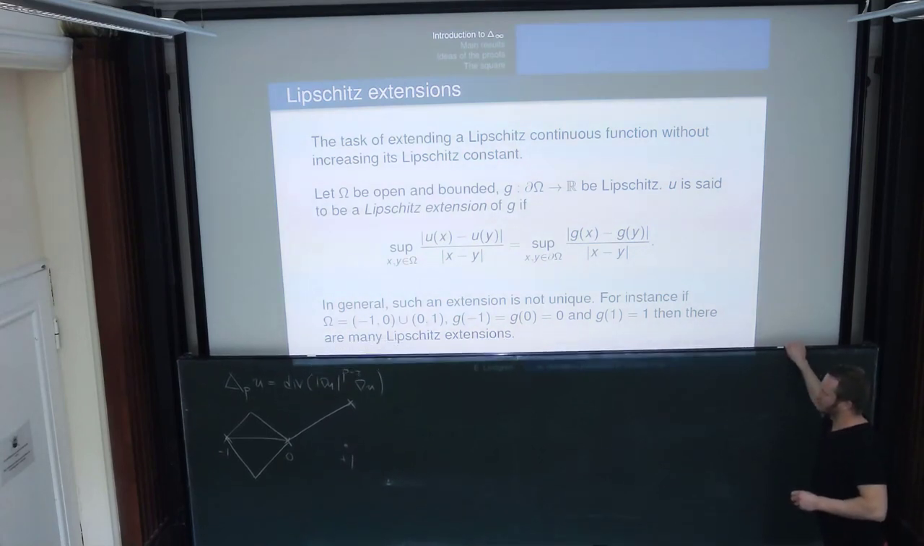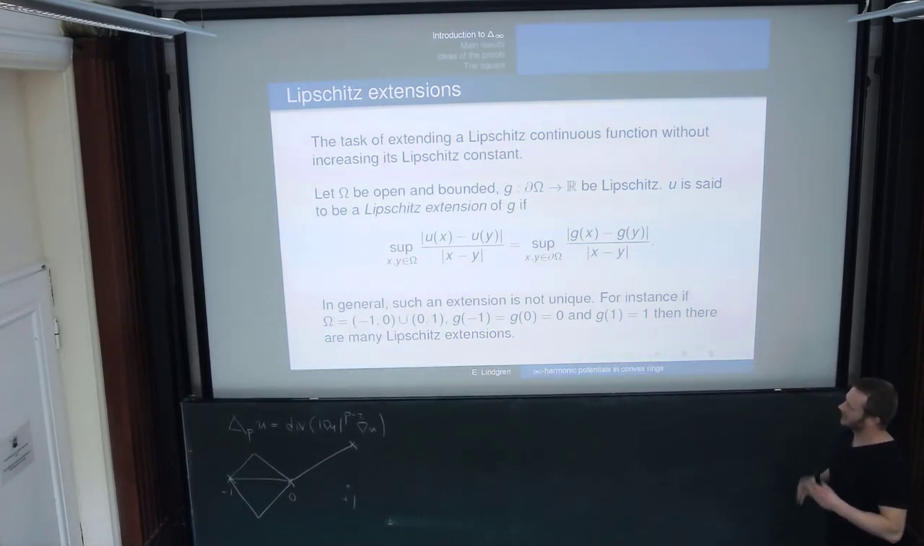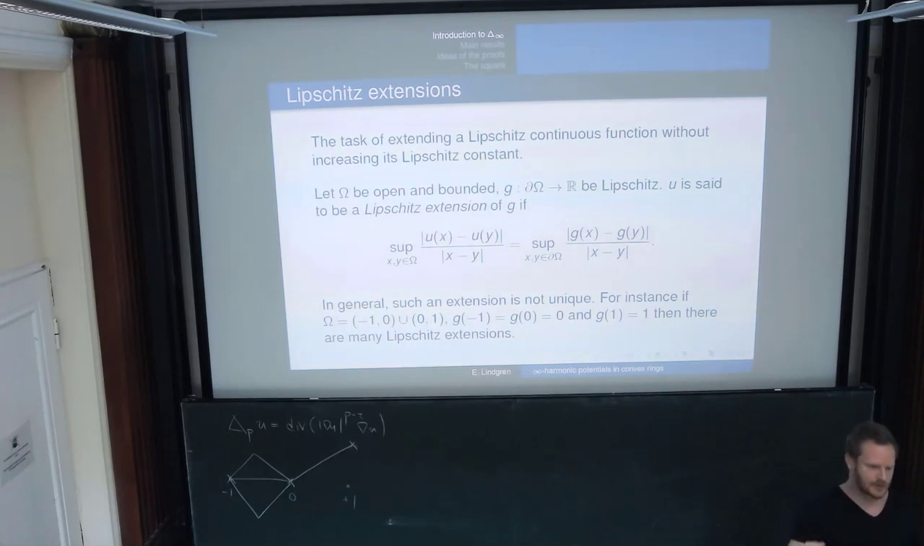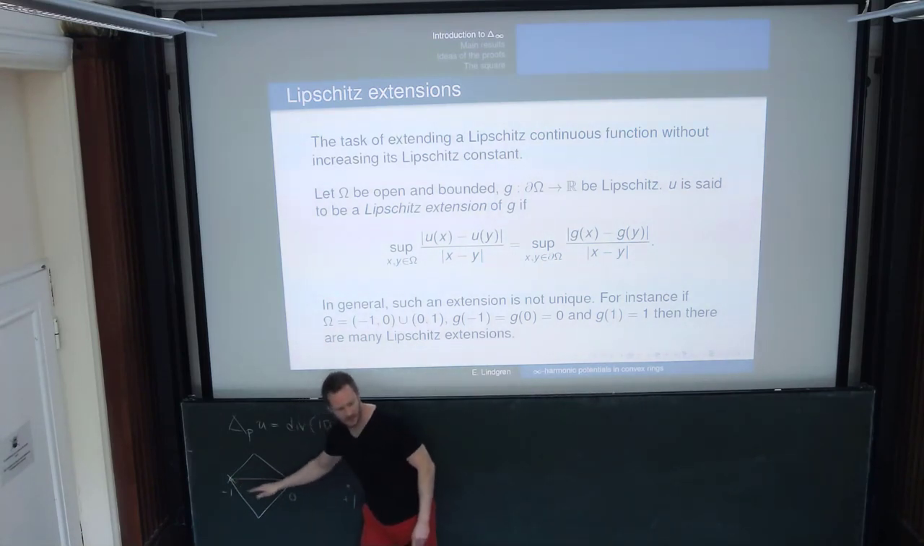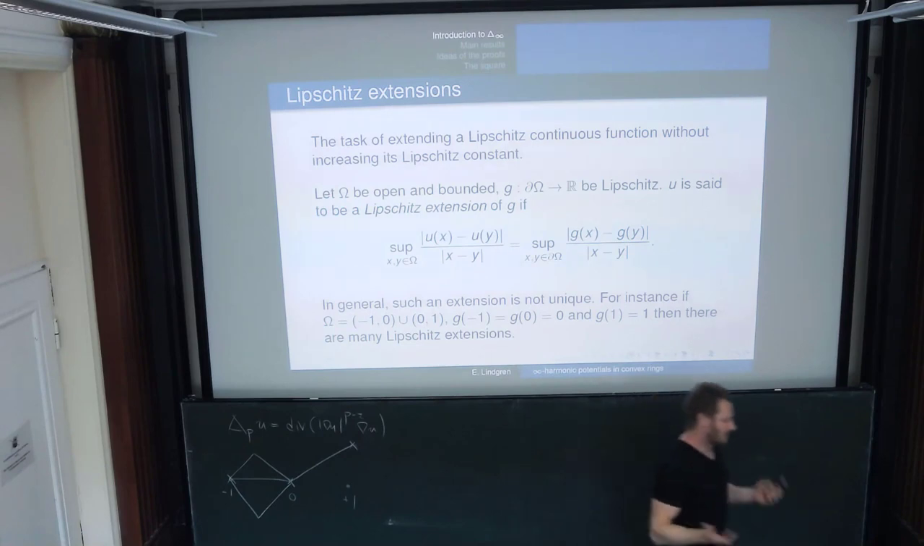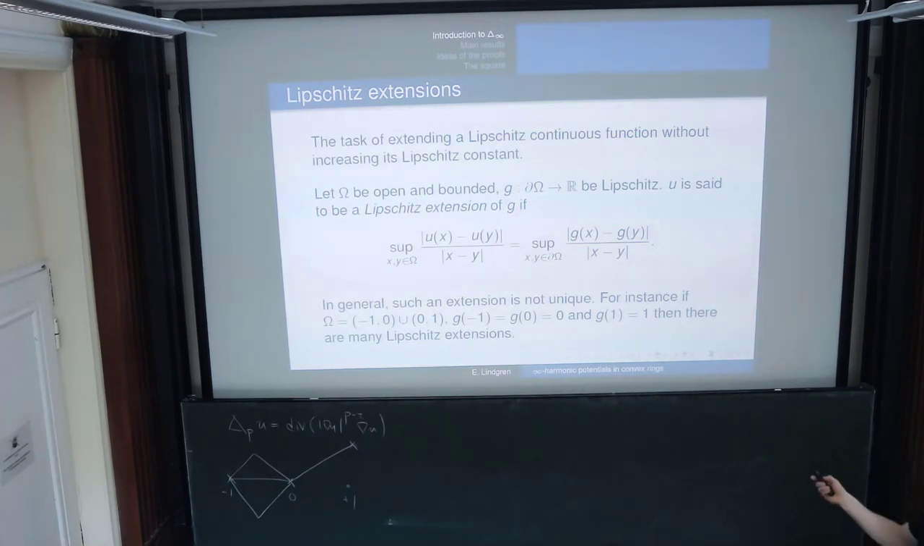Okay, but then people started thinking, is there a way to choose a canonical Lipschitz extension? If you look at this problem, maybe you'd think this one is the one you're looking for, but it depends on your taste, I guess. One way of doing this is to require that this is a Lipschitz extension on any subdomain as well. And then it turns out to be unique.